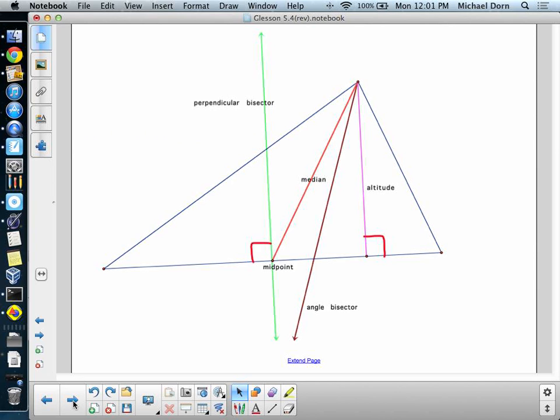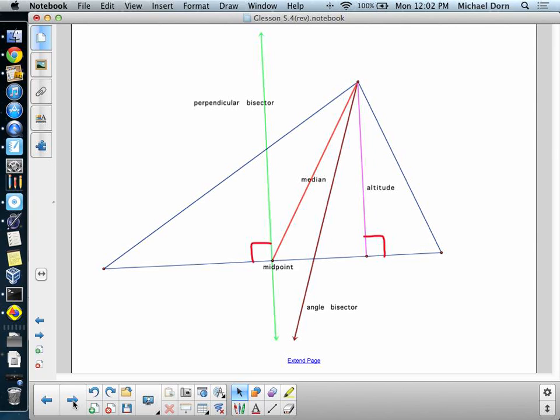This picture, however, is very, very important. Because you now have all the special segments in a triangle, and you need to be able to identify what is what and distinguish the properties of each. And that's where it gets tricky. Notice, the perpendicular bisector, the green segment, is perpendicular to a side, but does not go through a vertex. It's the only one that doesn't go through a vertex. The rest all go through vertices.